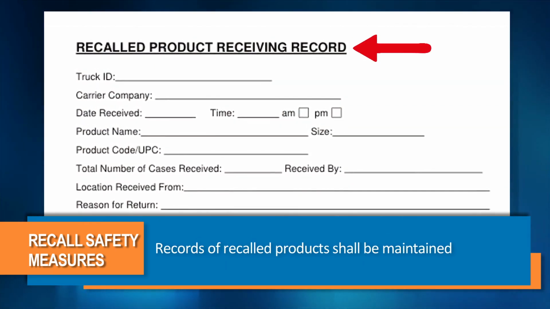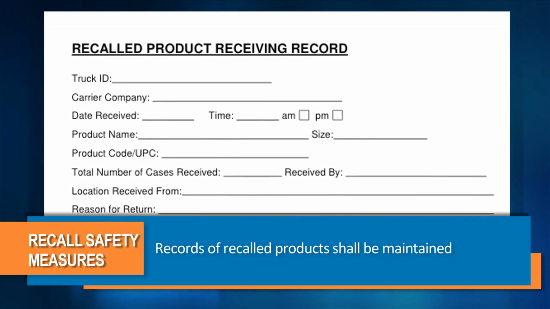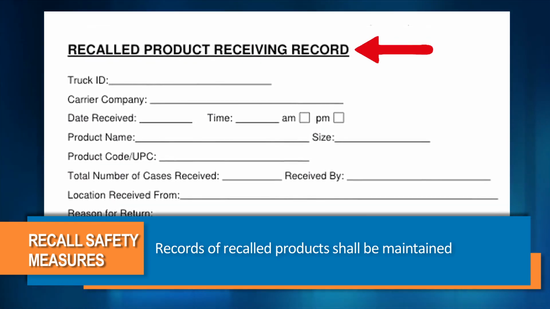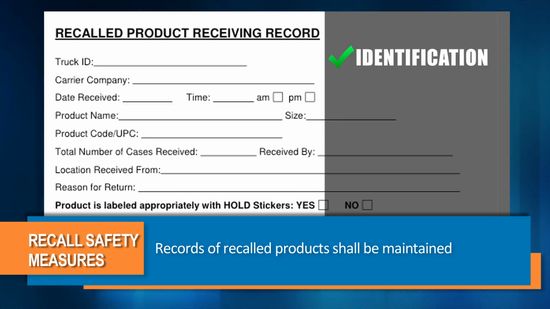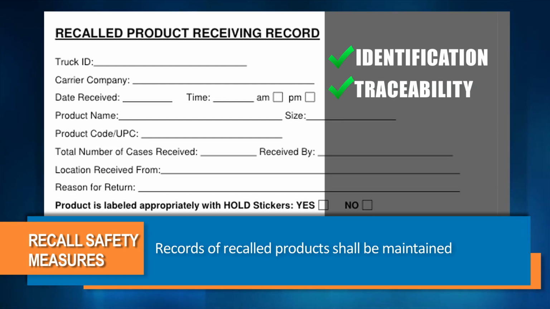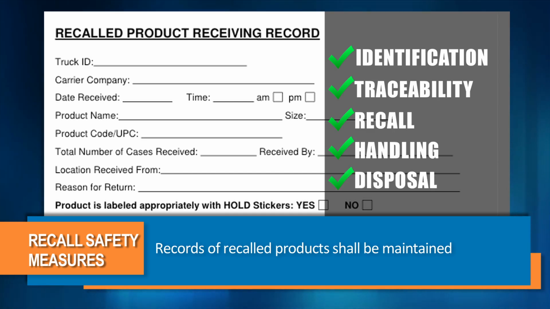Records of recalled products shall be maintained. Records should demonstrate effective identification, traceability, the recall, subsequent handling, and disposal of the recalled food.